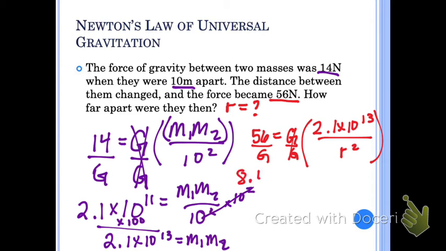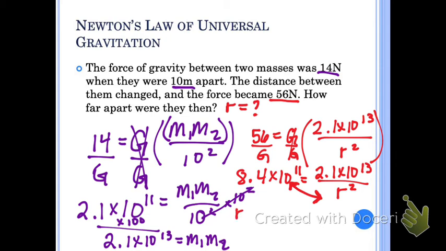And that gives me roughly 8.4 times 10 to the 11th. That equals 2.1 times 10 to the 13th over R squared. Okay, do you remember our shortcut here when our variable's on the bottom? Do you remember what we're doing there? We're going to switch them places. Okay, we're going to switch those two places.